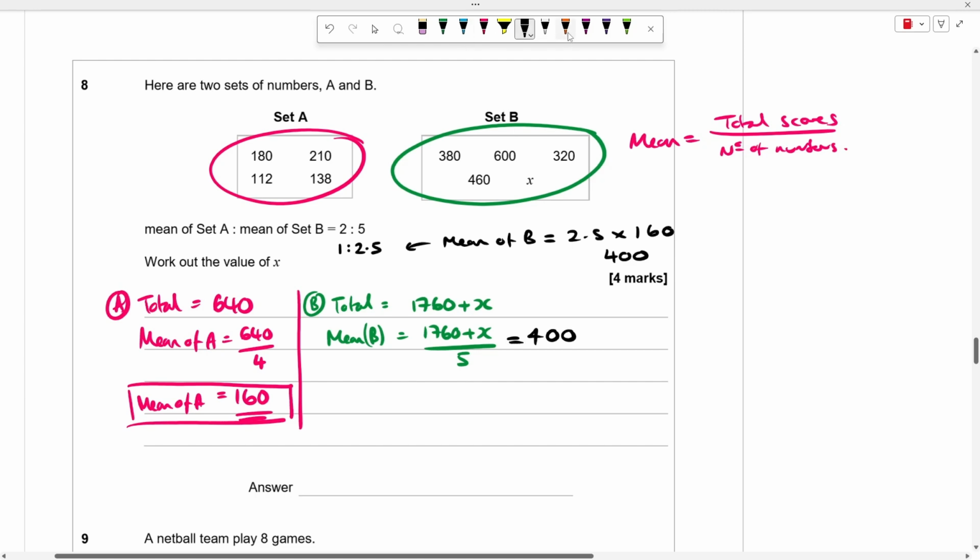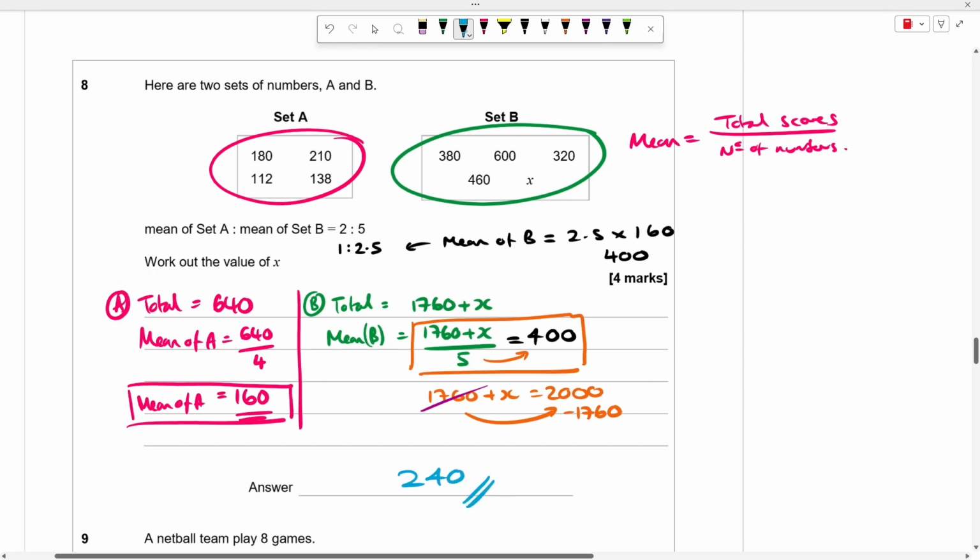So what I now need to do is solve this equation here. I start by taking the 5 over to the other side, which gives me 2,000. Then I take 1,760 away from 2,000, which gives me the value of X. And that value of X is going to be 240.